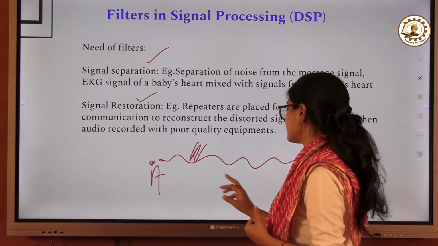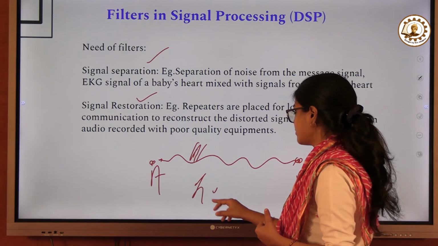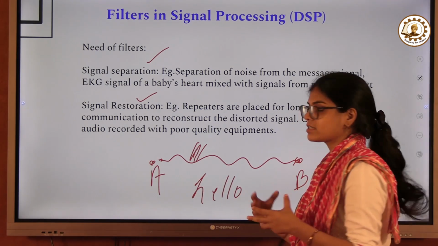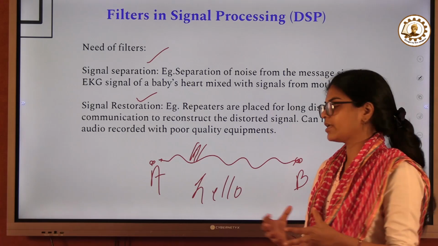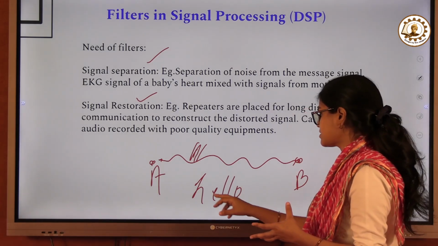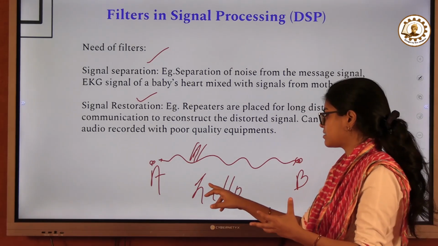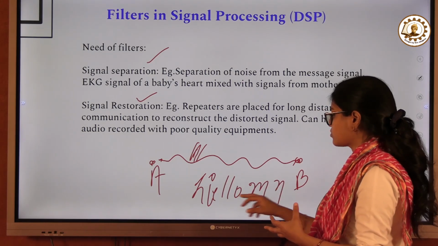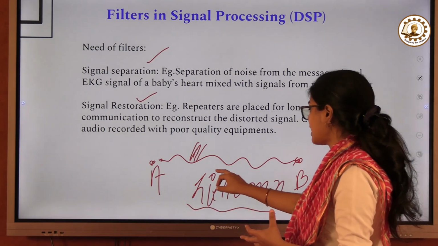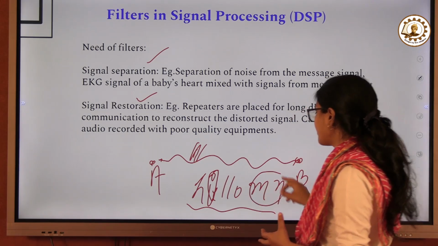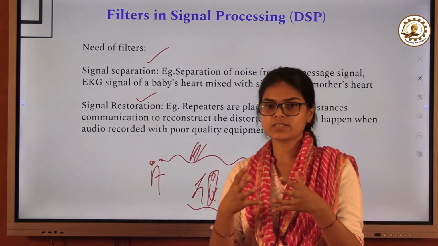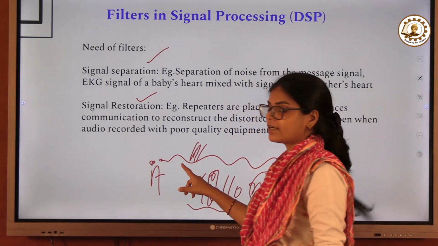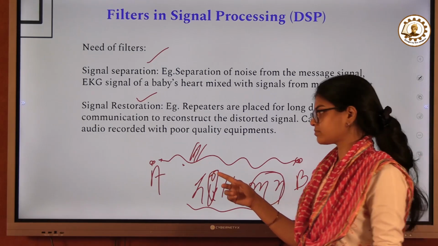Suppose you want to say hello to him, and some extra things come in, and that makes it different from hello. Say an I comes in over here, or an M or an N. So these are unwanted parts. This happened because some extra noise interfered with your actual signal.